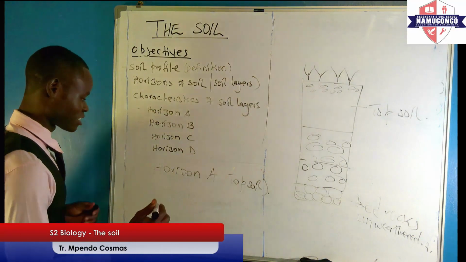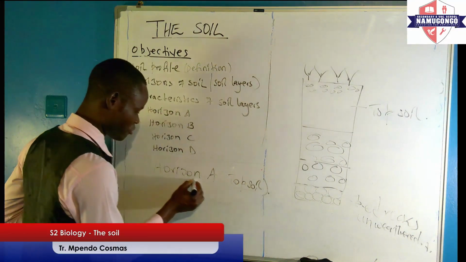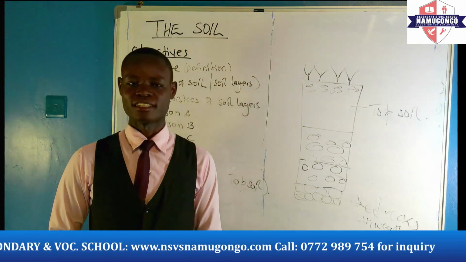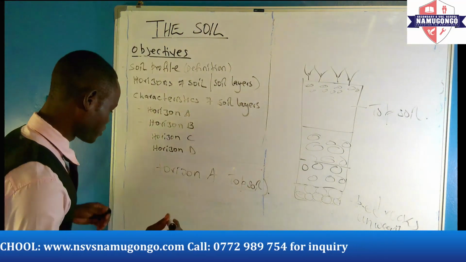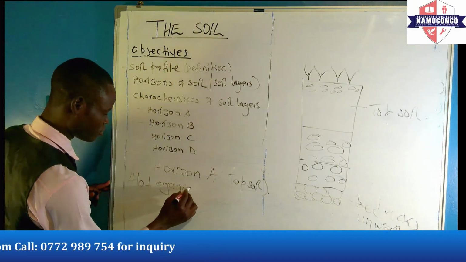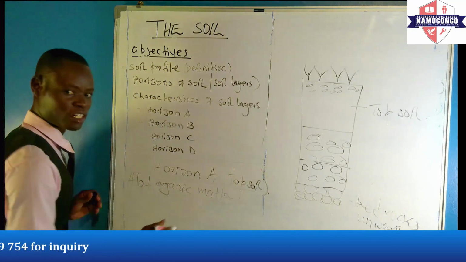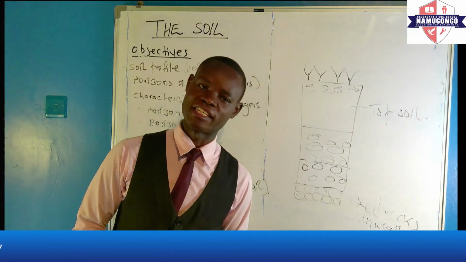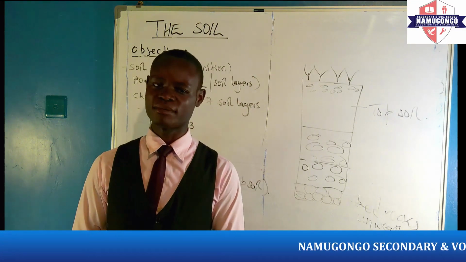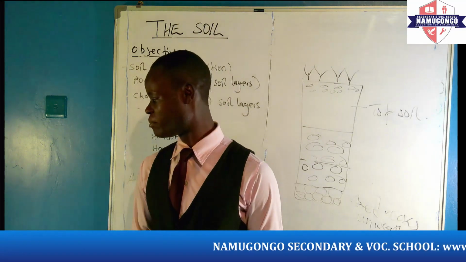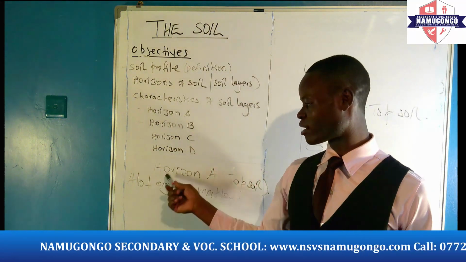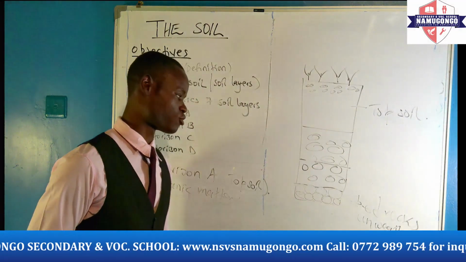Then let's look at its characteristics. What are the characteristics of this horizon? One, this horizon is characterized with a lot of organic matter. What is organic matter? These are dead decaying materials, coming from plants and animals. So when plants are dying off, the remains that they leave behind are the ones that form the organic matter. So organic matter is a characteristic of a top soil.